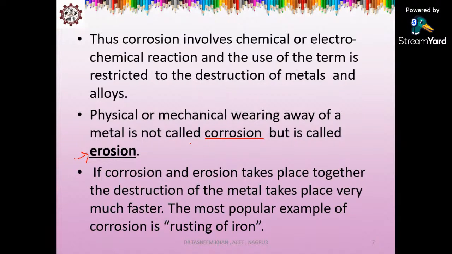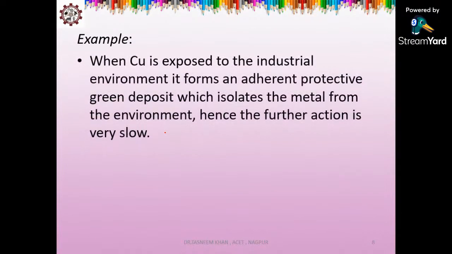Look around you, you will see this the most, and in the rain you see it the most. Let's talk about certain examples of corrosion. When copper is exposed to the industrial environment, it forms an adherent protective green deposit which isolates the metal from the environment, hence the further action is very slow.